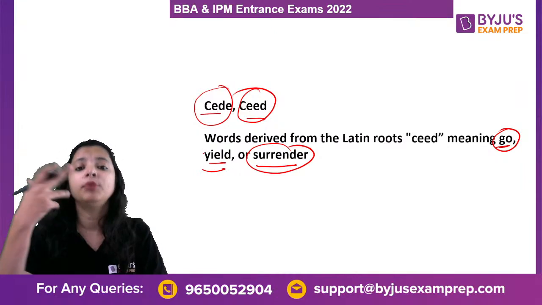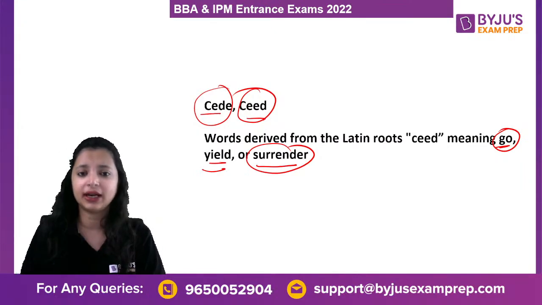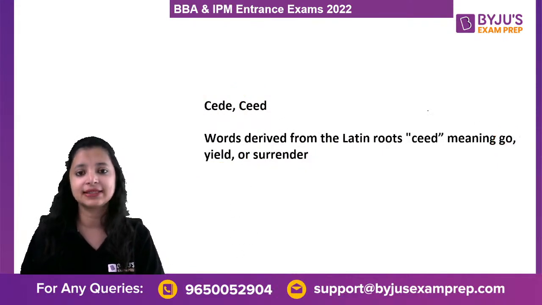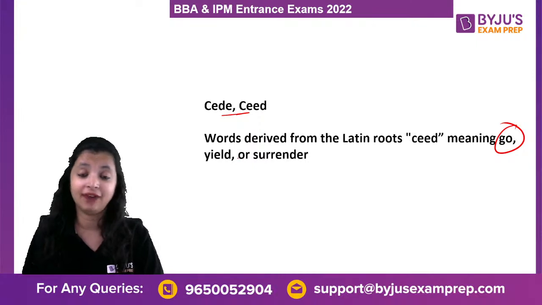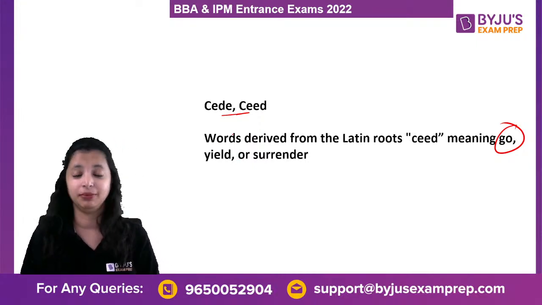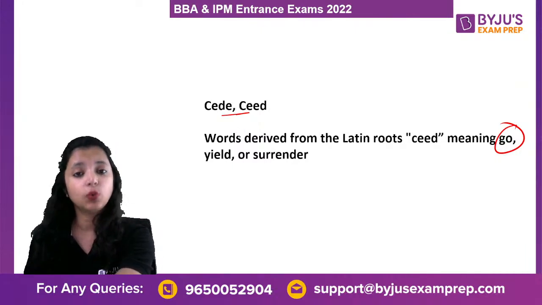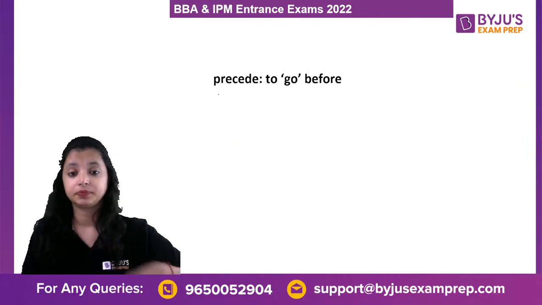Yielding, to go and put everything that you have. To be productive is to yield or to go. So you can commonly memorize the meaning as go. We can link it to both the root words and we can see so many words that you've bought have the same meaning of the root word CEDE or CEED. So let's start with the first word from this root word.